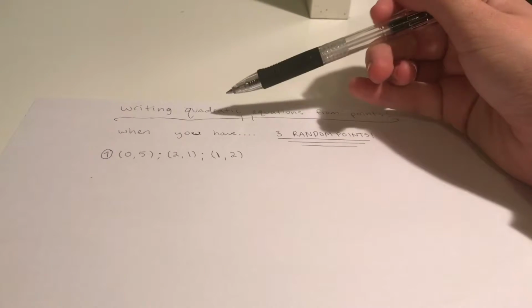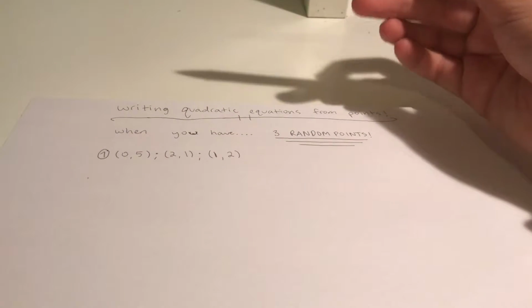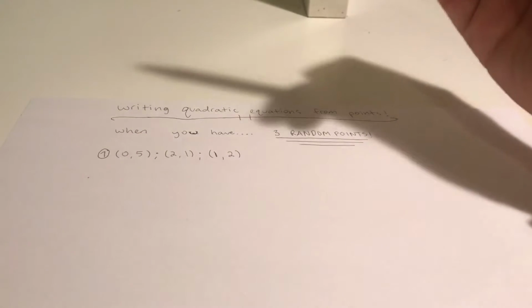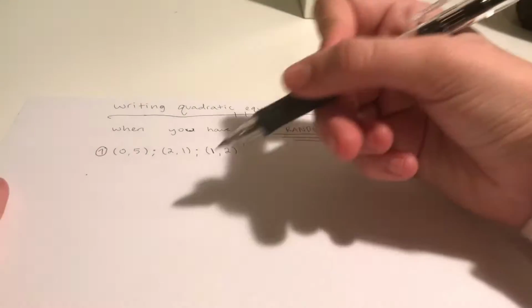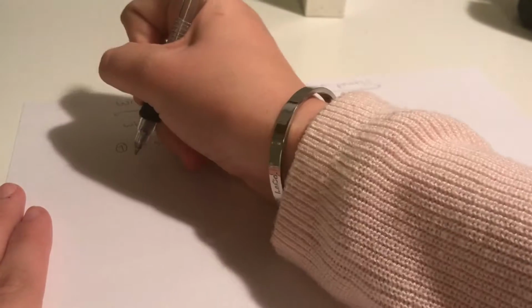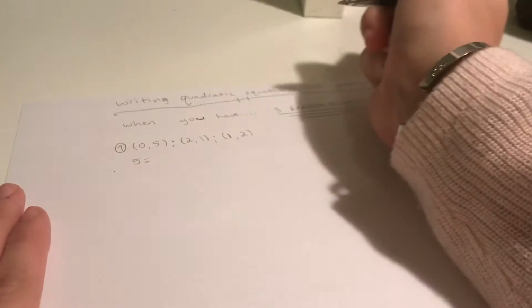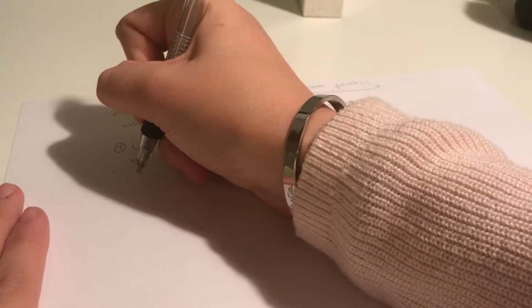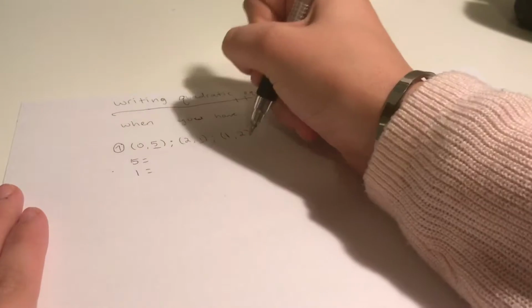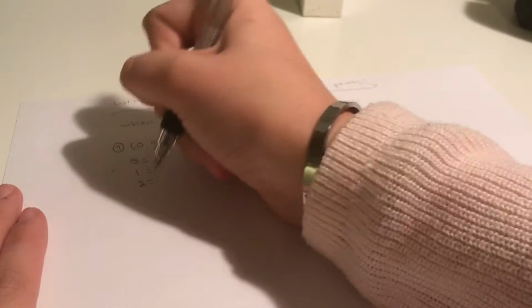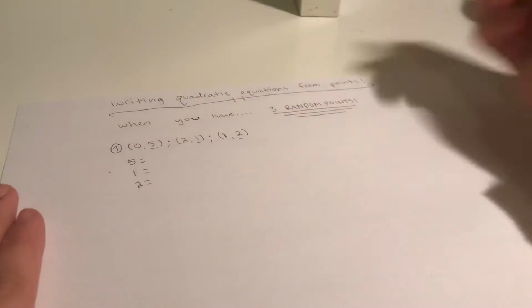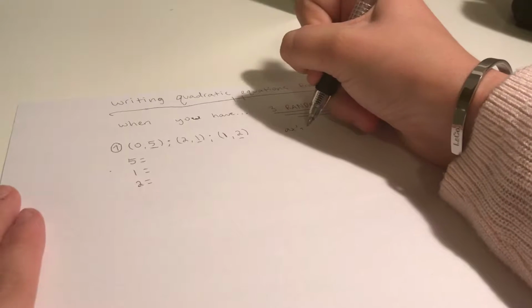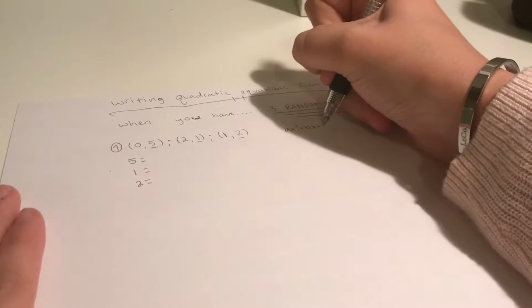Your form is going to be standard form, so it's going to be y equals ax squared plus bx plus c. I like to write out all my y values first, so I would write 5 equals, 1 equals, and 2 equals, because you have 5, 1, and 2. Then, because it's standard form, that's ax squared plus bx plus c.